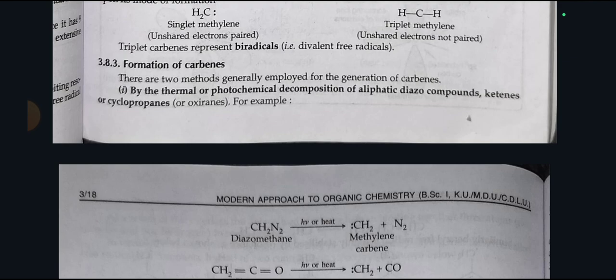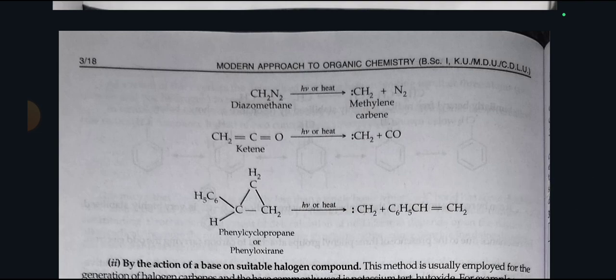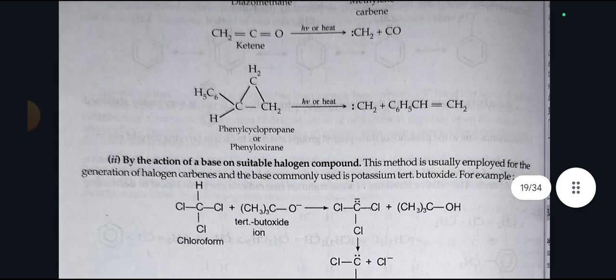3.8.3 Formation of carbenes. There are two methods generally employed for the generation of carbenes. First, by the thermal or photochemical decomposition of aliphatic diazo compounds, ketenes, cyclopropenes or oxiranes. For example, diazomethane, CH2N2, in the presence of light gives CH2 plus N2, methylene carbene. CH2 double bond C double bond O, ketene, in the presence of light gives CH2 plus CO.